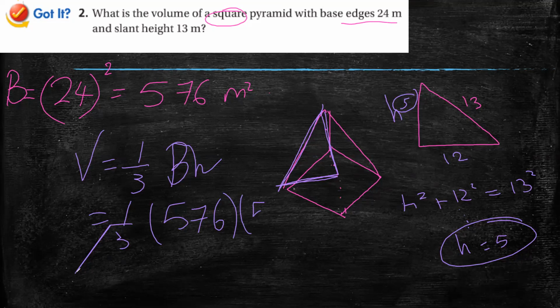Third, 576 times 5. And the final answer here is 960 meter cubic. Is it clear? Yes. Yeah. It's like the volume is always cubic, right? Yeah. Okay. So it's multiplied by the area times the height.